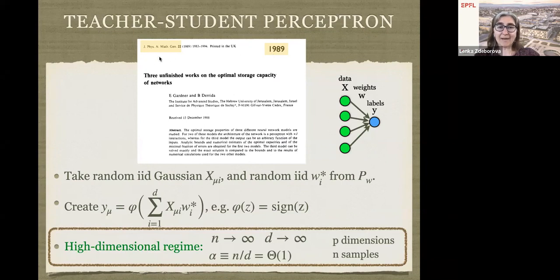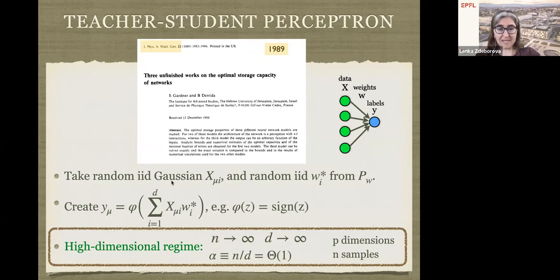It's in a work of physicists Elizabeth Gardner and Bernard Derrida, and the journal where it is published is a physics journal. They look at this teacher-student setting in the simplest possible case, where both the teacher and the student don't even have hidden units. So it's just a single layer neural network, or generalized linear regression if you want.